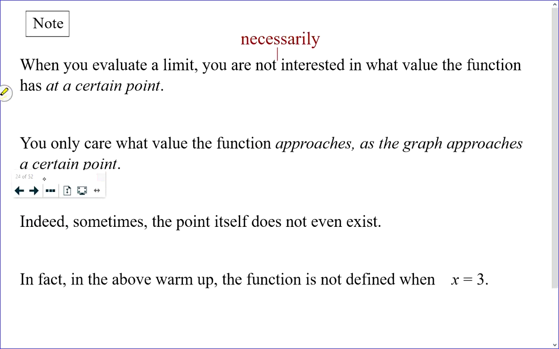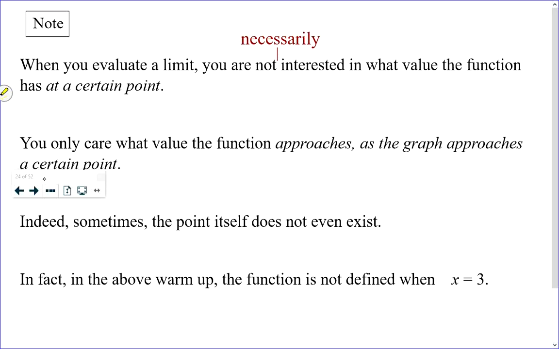All right, just a couple of notes here, and I've already alluded to this. When we're finding a limit, we're not interested in the value of the function at a certain point. We're interested in the value that the function approaches as the graph gets closer to a certain point. Sometimes the point does not even exist. And in fact, in this warm-up exercise, x equals 3 is a non-permissible value in the expression. So you could never put 3 into the expression.